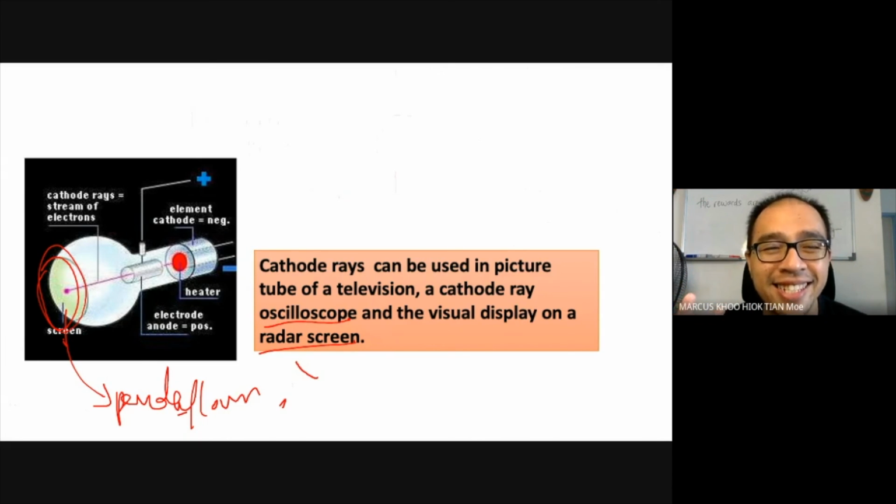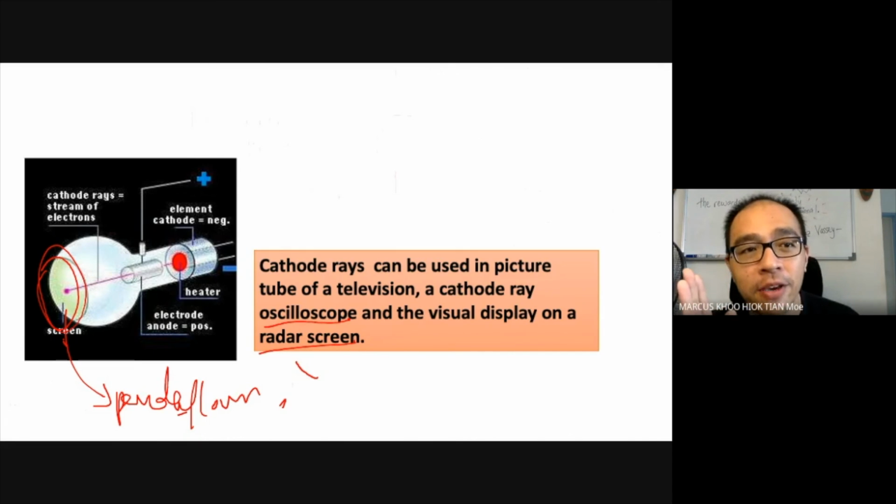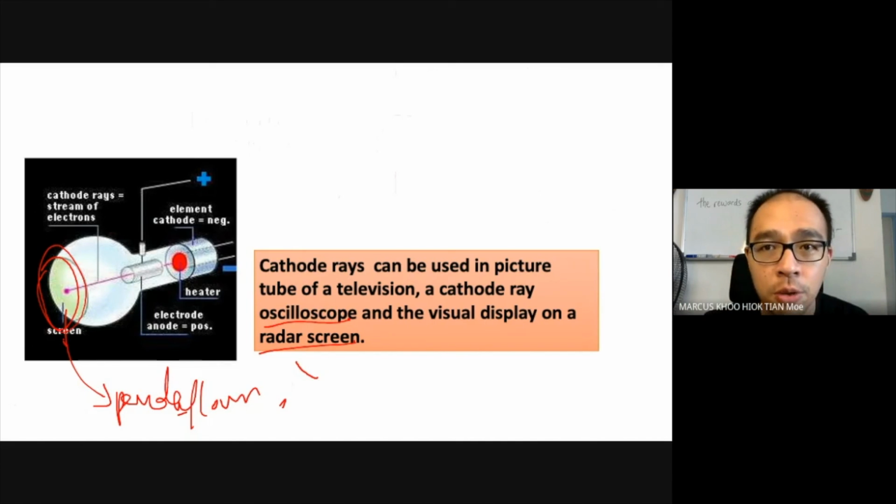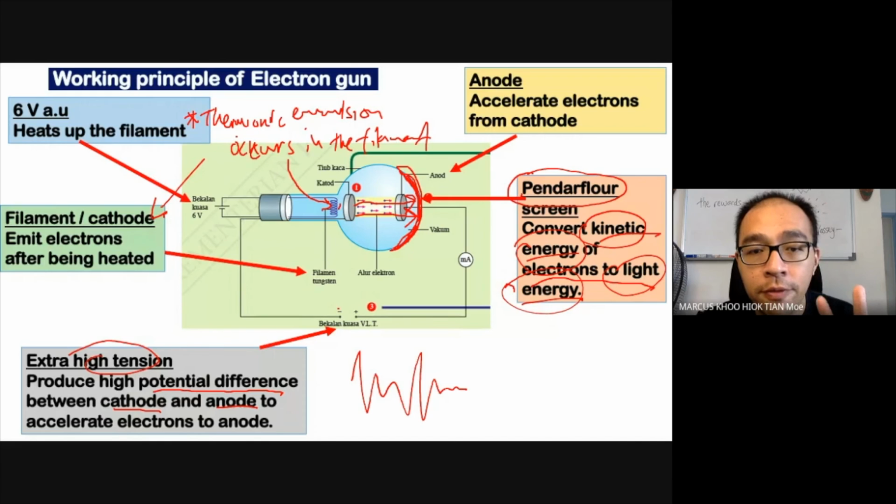So for today, there's no homework, but I would like you to review this lesson again. Make sure that when we go into class tomorrow, you know what is thermionic emission, you know what causes thermionic emission, you know why we need to accelerate to the anode and how we accelerate it to the anode. And number 3, you know what is the function of the phosphor screen. Why is the phosphor screen so important in an electron gun?